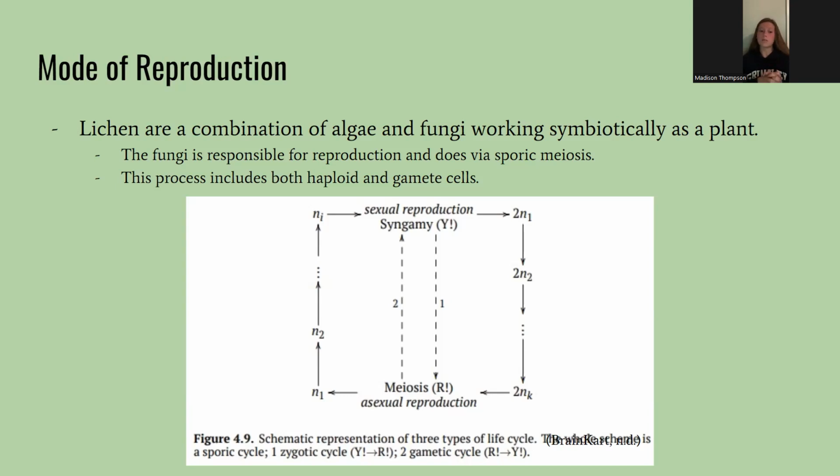So the fungi reproduces via sporic meiosis, and this process includes both haploid and gamete cells. And I'm going to explain this with these highlighters here. So you start out as a diploid, and you have fungi, lichen, whatever. It's chilling. And then you move on and it reproduces. It goes through mitosis several times, and eventually it goes through meiosis. So it goes to this asexual reproduction where these diploid cells are then split into haploids.